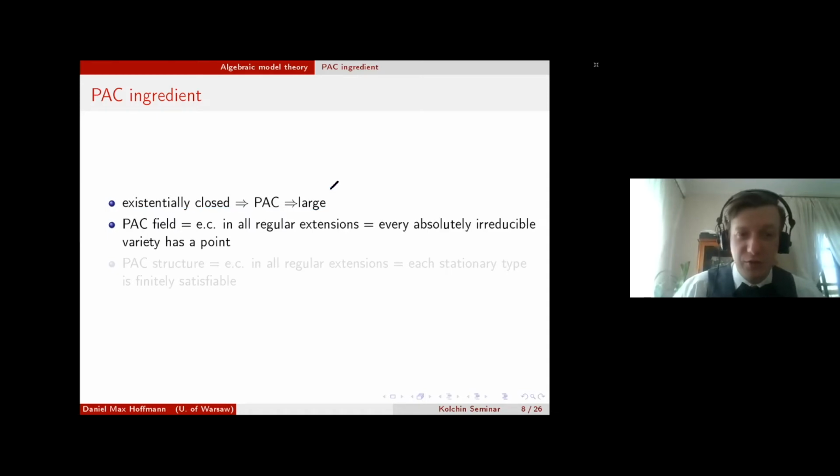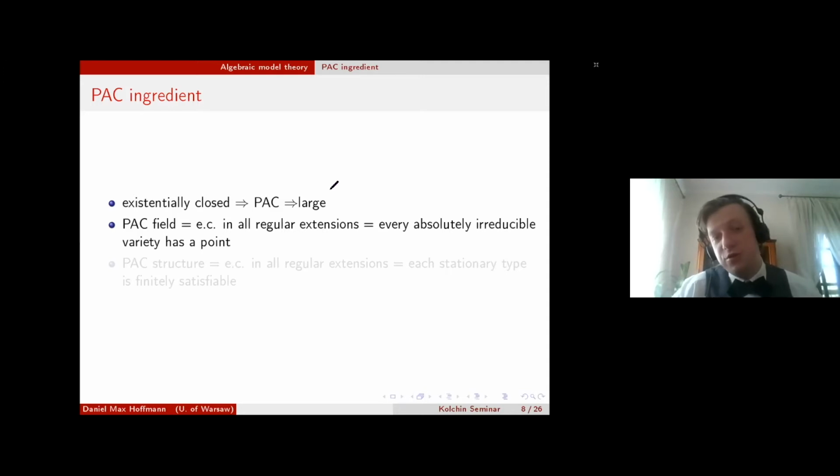And let me give you a definition. So a PAC field is an existentially closed field in all regular extensions. Okay, an algebraically closed field is existentially closed in all extensions. And here we are just interested in regular extensions. What is a regular extension? It's a separable extension where the smaller guy is relatively algebraically closed in the bigger guy. And that's the same as saying that every absolutely irreducible variety has a point in K, if you're saying that K is a PAC field.